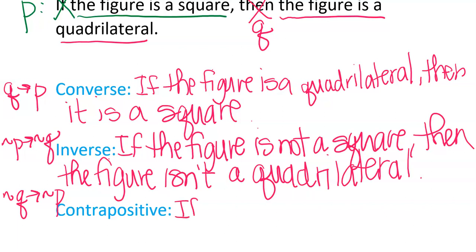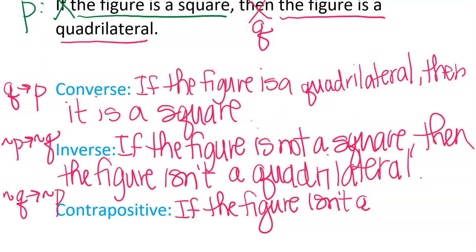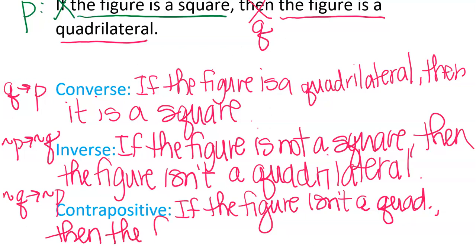So if the figure isn't a quadrilateral, then the figure is not, or isn't, a square.